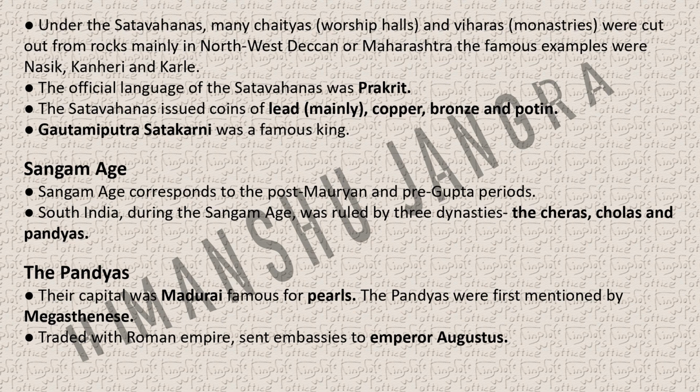Sangam age. The Sangam age corresponds to the post-Mauryan and pre-Gupta periods. South India, during the Sangam age, was ruled by three dynasties: the Cheras, Cholas, and Pandyas. The Pandyas. Their capital was Madurai, famous for pearls. The Pandyas were first mentioned by Megasthenes. They traded with the Roman Empire and sent embassies to Emperor Augustus.